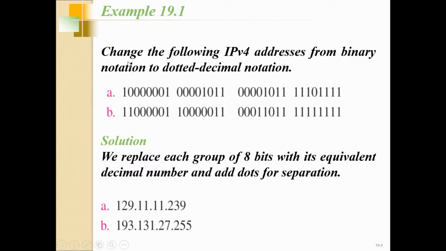Moving on. So here we have to change the following IPv4 addresses from binary notation to dotted decimal notation. For these two examples, we just replace each group of 8 bits with its equivalent decimal number, and dots are added for separation. That is, these 8 bits correspond to 129. Again, these 8 bits correspond to 11, same for the others, and this one is 239. So these are converted to the equivalent decimal number and are separated by dots. So the name, dotted decimal.